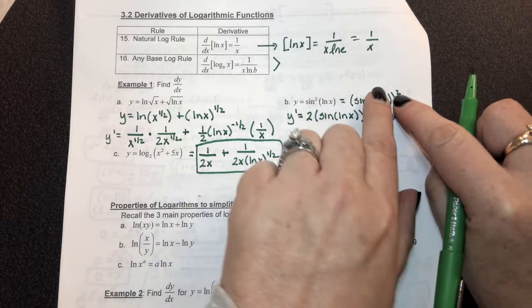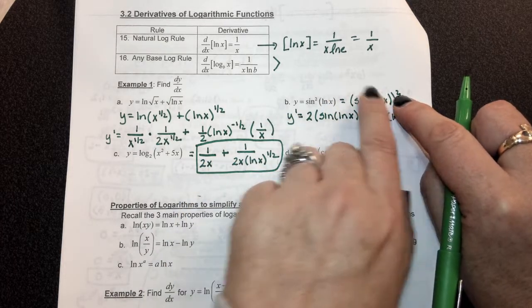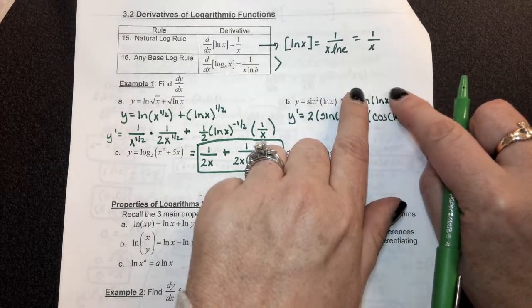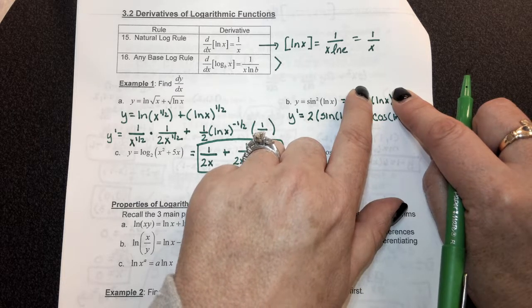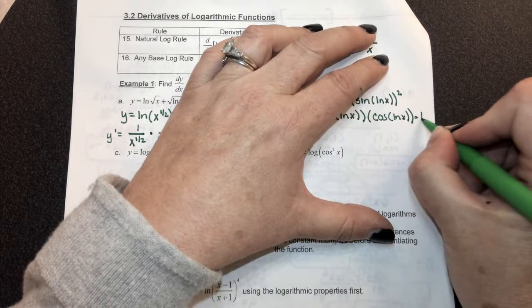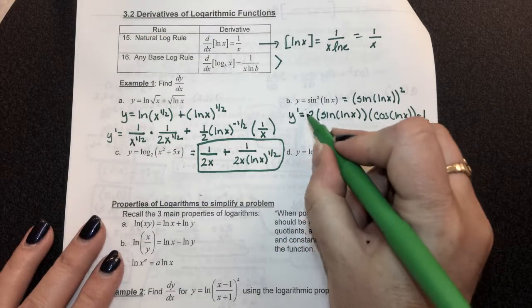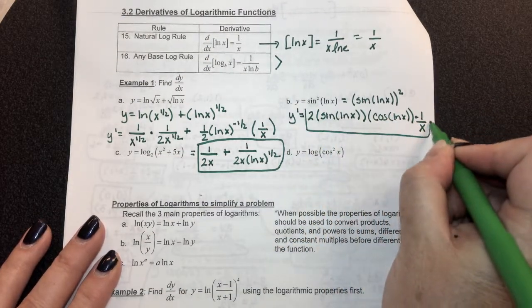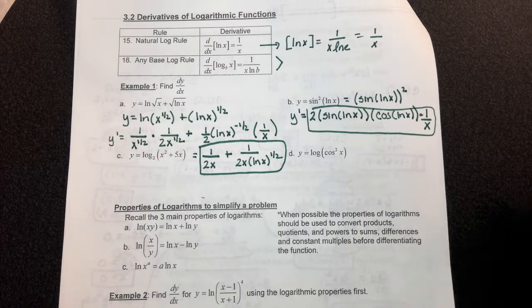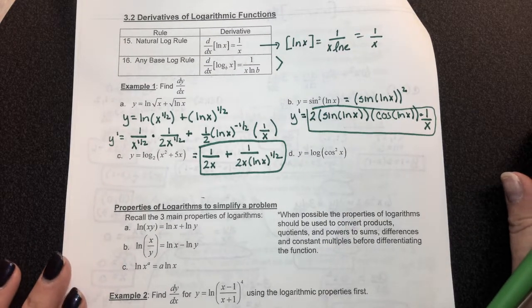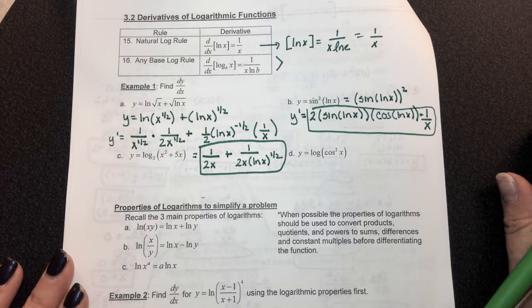So I've differentiated the outer function, the square. I've differentiated the sine. Now I'm going all the way to the inside. What's the derivative of natural log of x? 1 over x. So there's your derivative. We just put x as a denominator here? Yeah. Mm-hmm. Any questions on B? Okay.